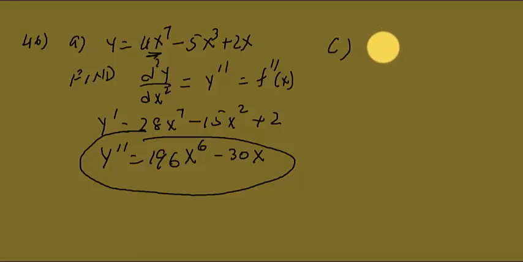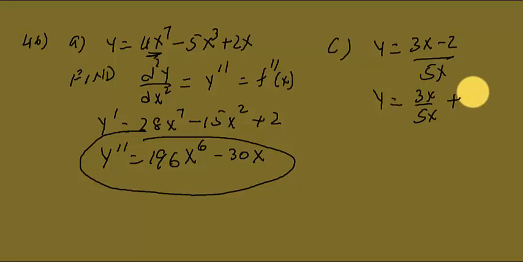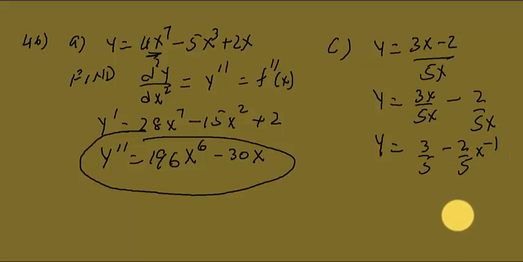The reason I want to do c is there's a hard way of doing this, and there's an easy way of doing this. Whenever you can simplify using algebra and then take a derivative, it's easy. So let's simplify this. This is 3x over 5x minus 2 over 5x. If we clean this up some more, this is going to give me 3 over 5 minus 2 over 5 x to the negative 1. That's cleaned up, so I can take a derivative.